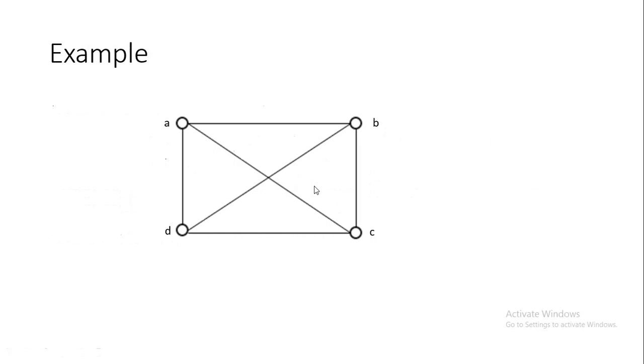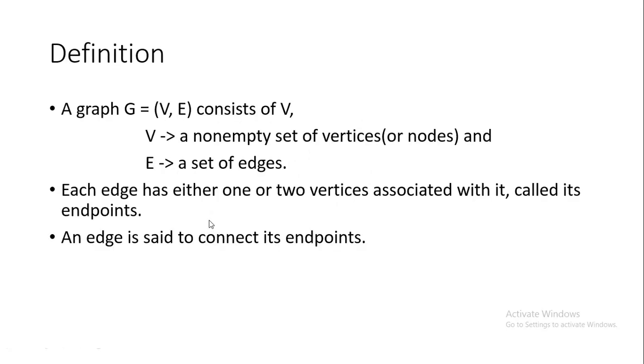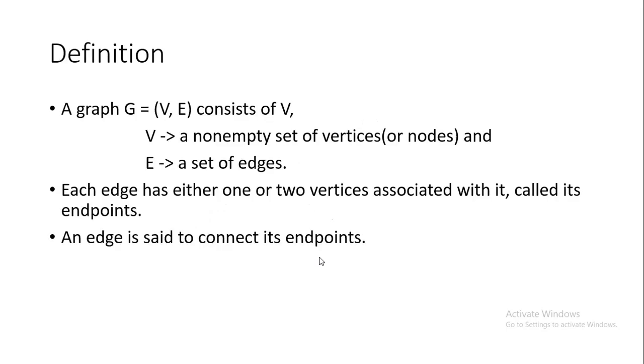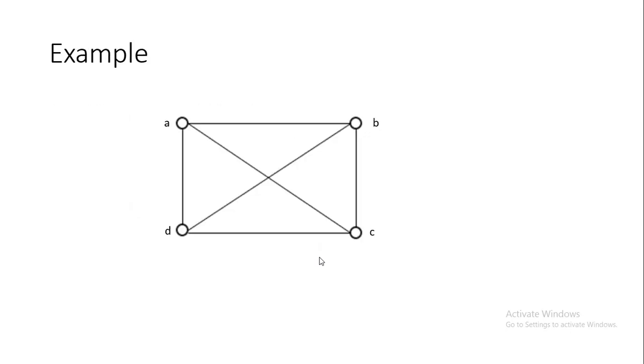See here one example of a graph. According to our definition, V means the set of vertices. So in this example, A, B, C, D are all vertices of this graph. And for the set of edges, in this example, AB, BC, CD and AD are all edges of this graph.